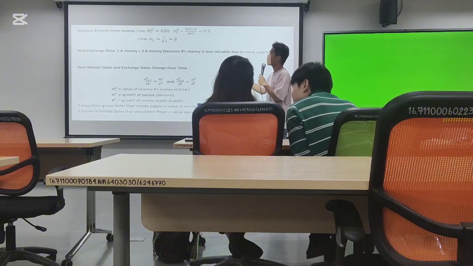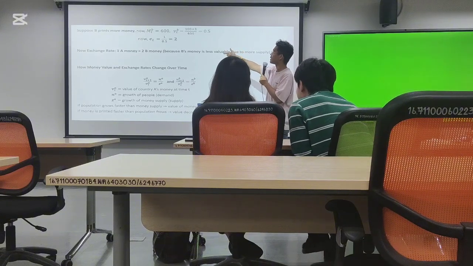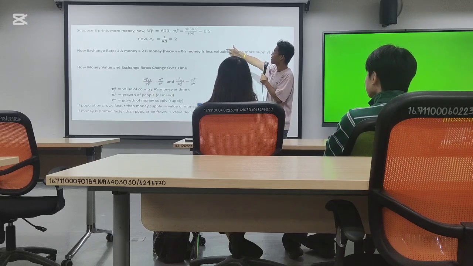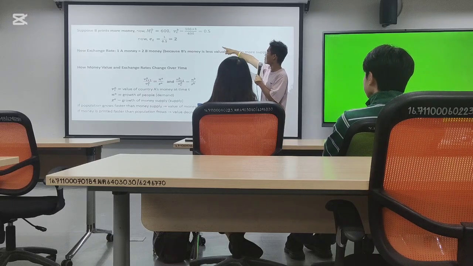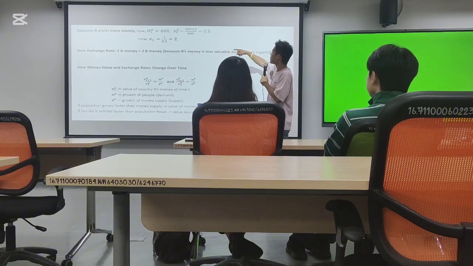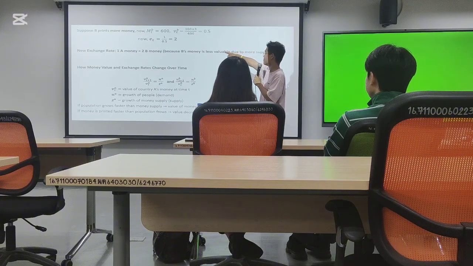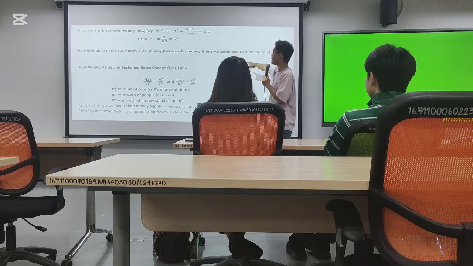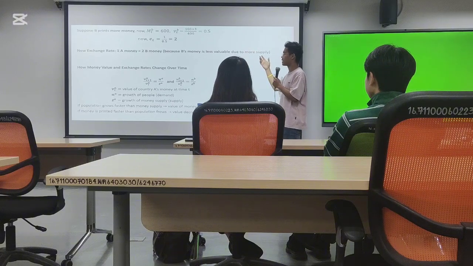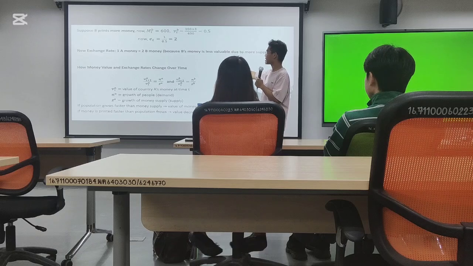So suppose B prints more money than country A. They print, say, 600 money supply, and when they calculate it they get 2, which means that B's money is less valuable than country A's, because they print more even though they don't spend more. And then how value and exchange rates change over time.